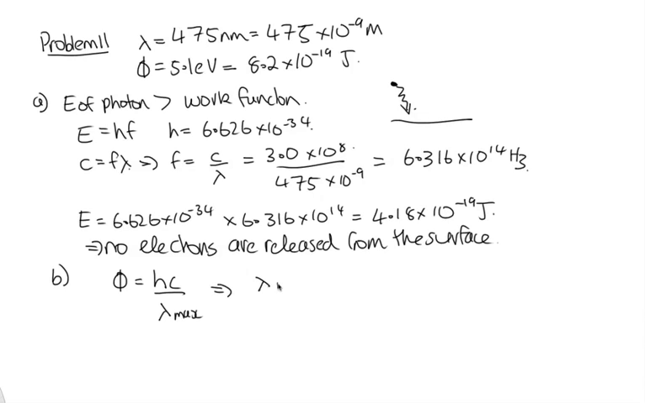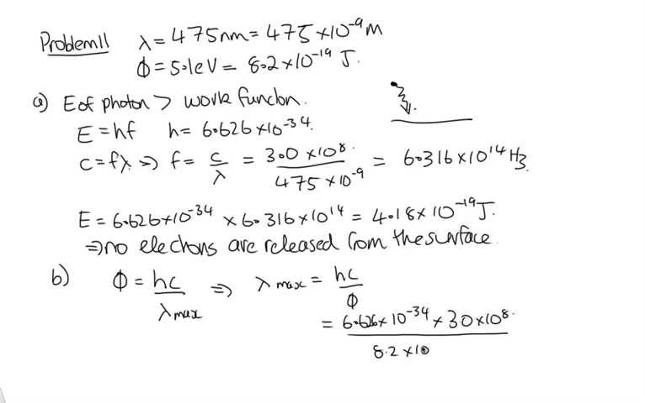So rearranging this, we've got that the maximum wavelength we're allowed is equal to hc on the work function. So this is equal to 6.626 times 10 to the minus 34 times 3 times 10 to the 8 over the work function, which is 8.2 times 10 to the minus 19. And so solving this, we end up with 2.4 times 10 to the minus 7 meters, which we can write as 240 nanometers. And so that solved that problem, and that's finished the tutorial.